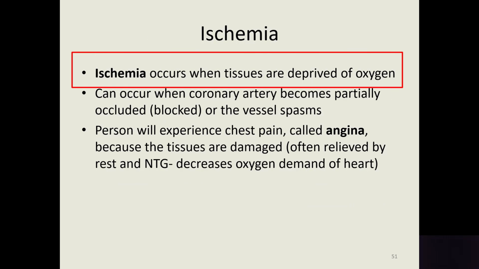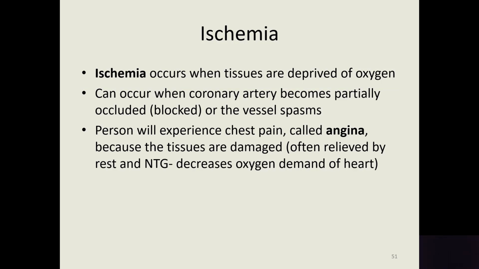So ischemia occurs when tissues are deprived of oxygen. When a coronary artery becomes occluded or blocked, or if the vessel goes into spasm, it can cause ischemia because blood flow can't reach any tissue that's distal to the spasm or the blockage. Angina is the pain that's caused by this blockage. And we give something like nitroglycerin or we have the person rest because that will allow the blood vessel to dilate, which will restore the blood flow to that coronary artery and decrease the oxygen demand of the heart.